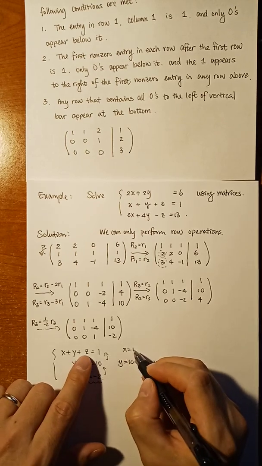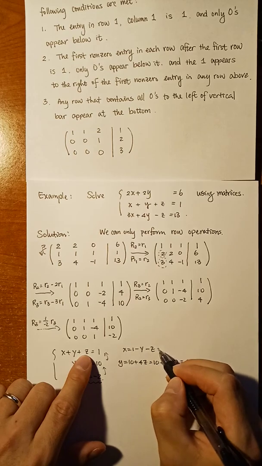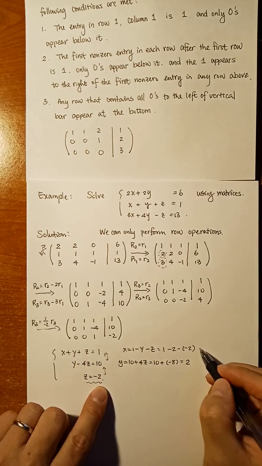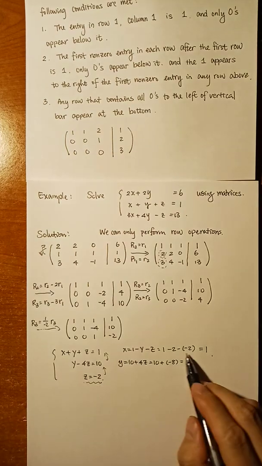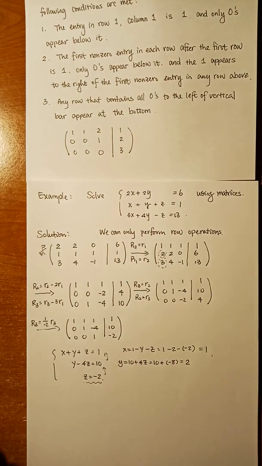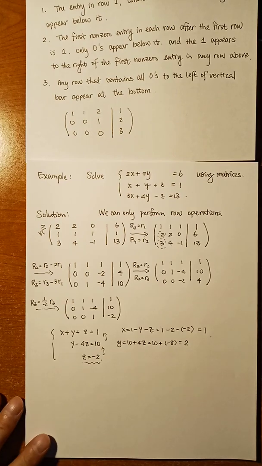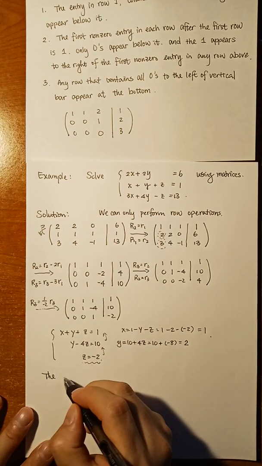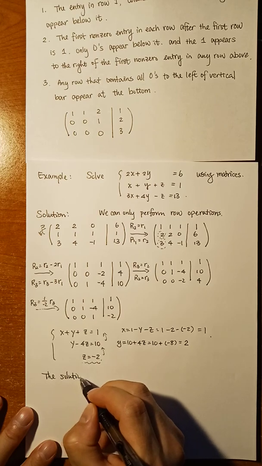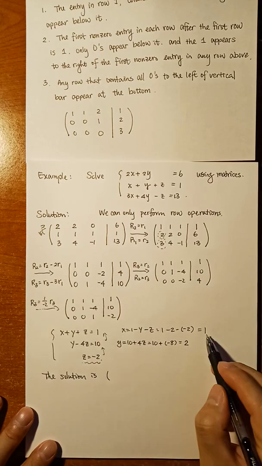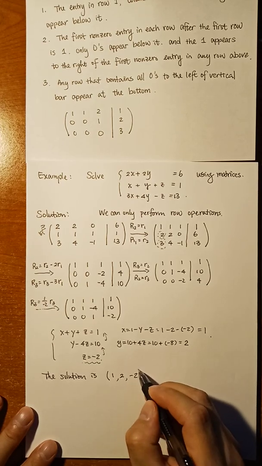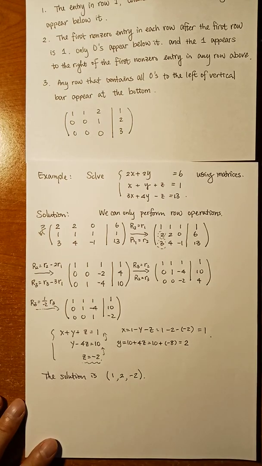So x is 1 minus y minus z. 1 minus y is... y is 2. Minus z. z is -2. 1 minus -2 is plus 2. Minus 2 plus 2 is nothing. So it's just 1. So the solution is the ordered triple (1, 2, -2). And that's it.